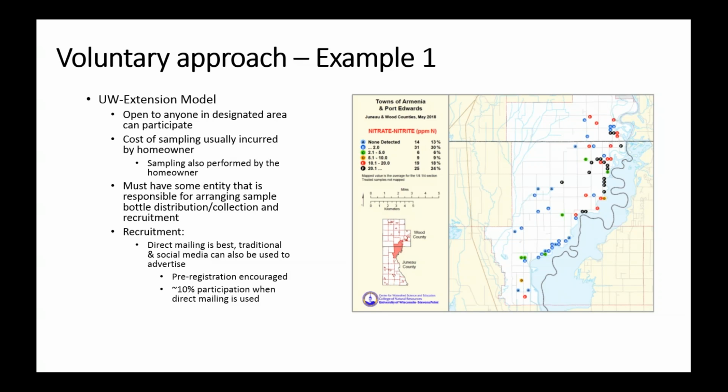The homeowner picks up a bottle from a local location, takes it home, collects the sample, and brings it back to someplace locally. Those samples are then driven back to the lab here at UW-Stevens Point, where they're analyzed and the data is packaged together for a presentation that we give in that community. These programs, most are going to have some entity that's responsible at the local level for arranging sample bottle distribution, collection, and recruitment. And recruitment is usually some sort of direct mailing to the targeted area.